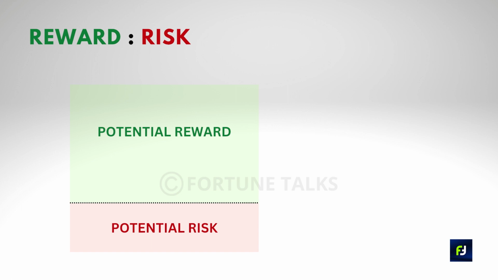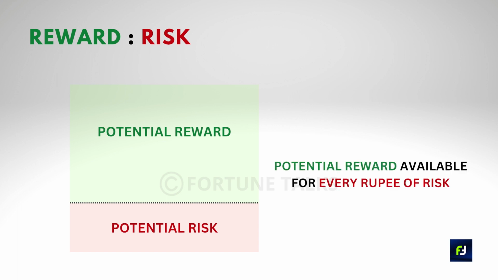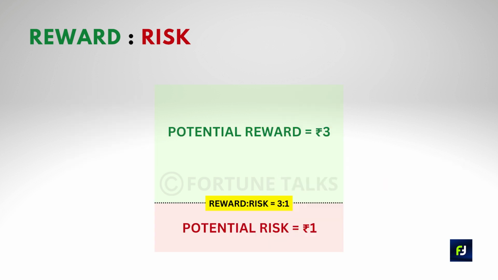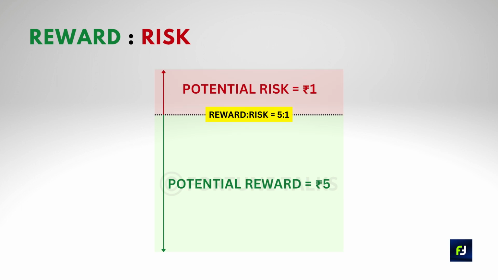The reward to risk or return to risk ratio measures how much potential reward or return is available for every rupee that you risk in the market. For example, if you have a reward to risk of 3:1, it means you are risking 1 rupee to potentially make 3 rupees. Similarly, if you have a reward to risk of, let's say, 5:1, it means you are risking 1 rupee to potentially make 5 rupees. You get the idea, right?